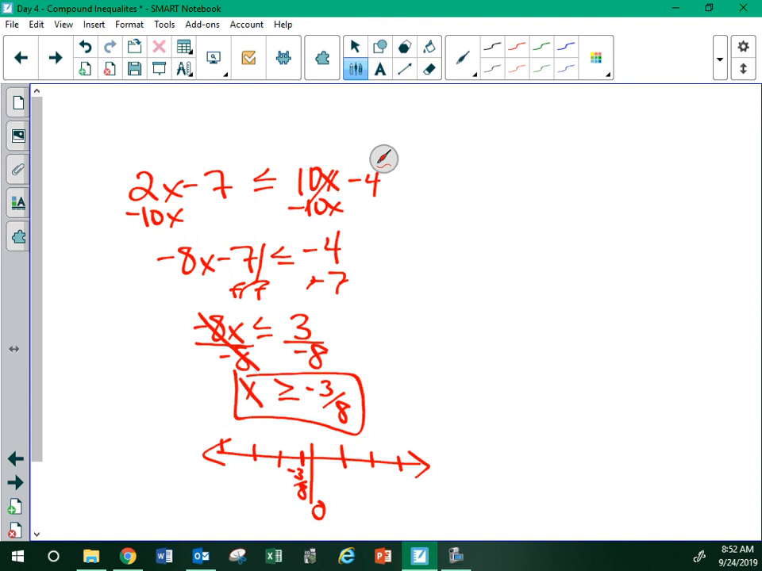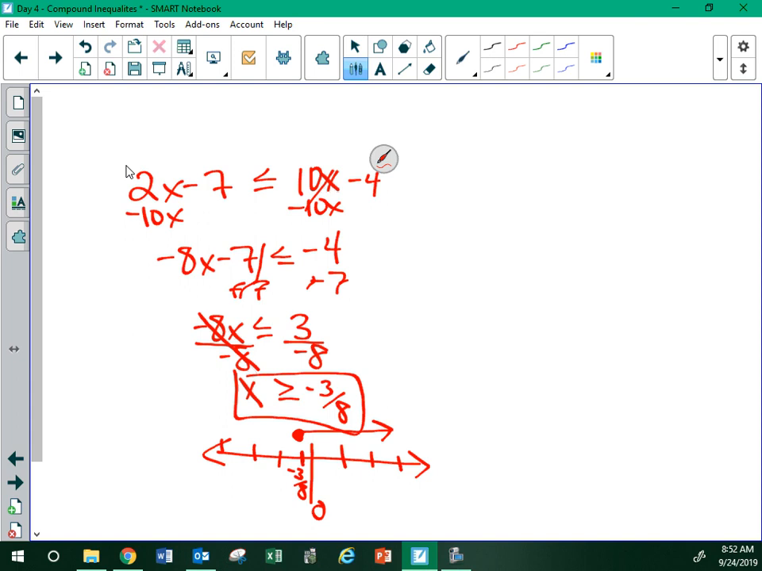Now, is this an open or a closed circle? Closed, because we have the or equal to. And then it's pointing to the right, so we would go to the right. So that's what we did for the last two classes, right? We just had a simple inequality like this, and we solved it.